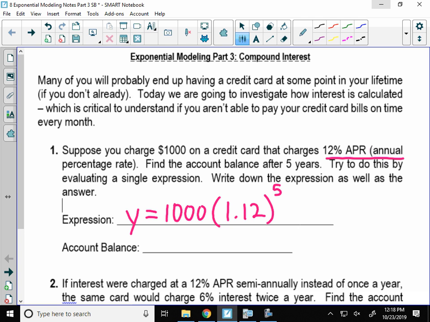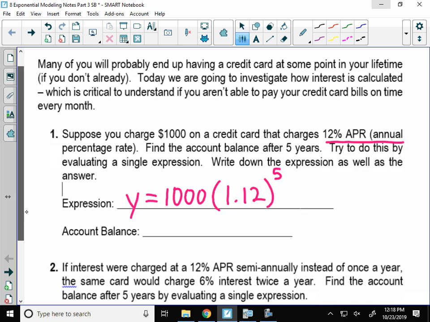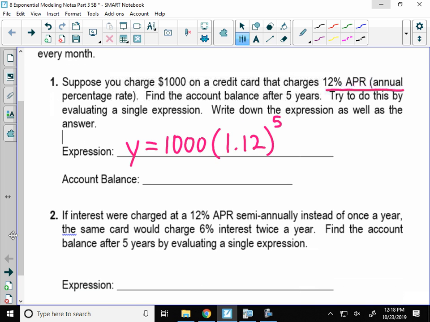So pop down to your calculators there. Can you tell me, to the nearest penny, how much money will you owe your credit card company in 5 years if you don't pay off your debt? Shout it out, Lauren. $1,763.34. Yes, you guys agree with her? I agree too. All right, so that's what you'll owe in 5 years.